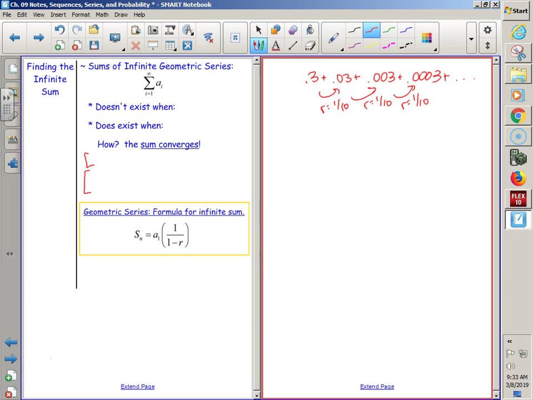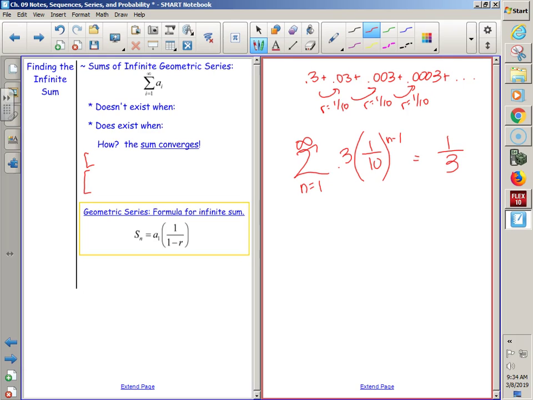How many terms get added? Infinitely many. So I could write this as the sum from n equals 1 to infinity of 0.3 times 1/10 to the n minus 1. But what does this infinite sum equal? 0.333333333, 1/3. An infinite sum held within a finite number.